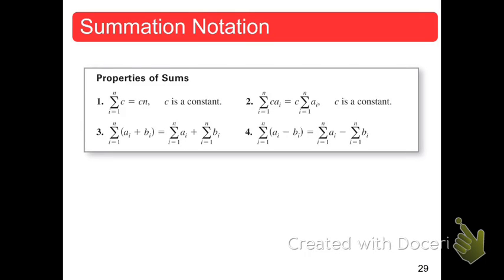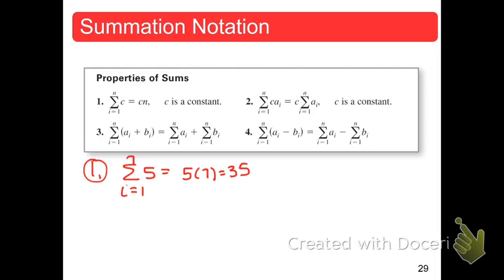All right, so the properties of sums. If I give you the summation of a constant, all you have to do is take the constant times the upper limit of your summation. So if I told you for number 1 here, the summation as i goes from 1 to 7 of 5, you just take 5 times 7. So that's all number 1 is telling me.